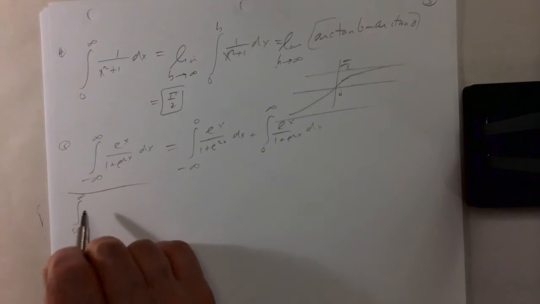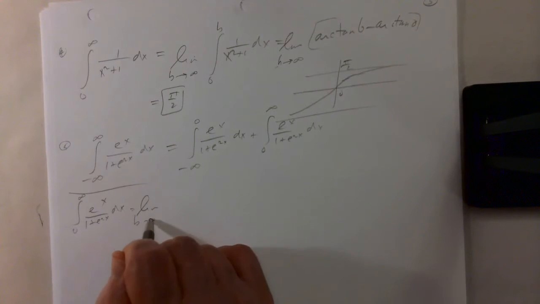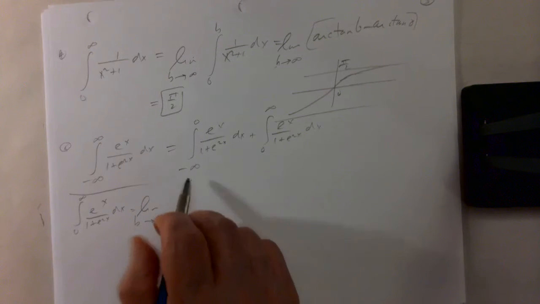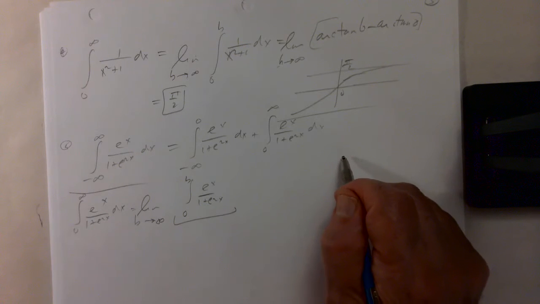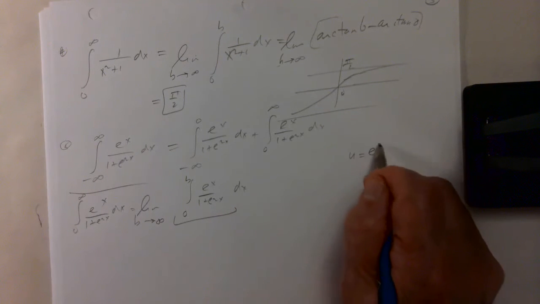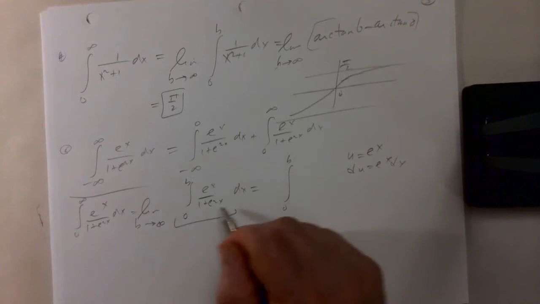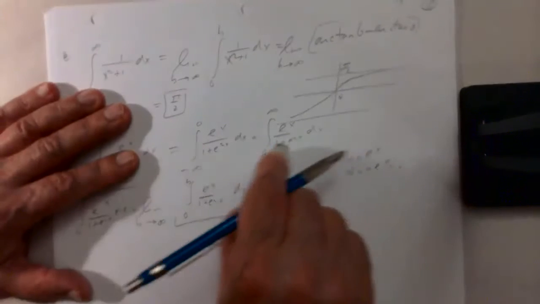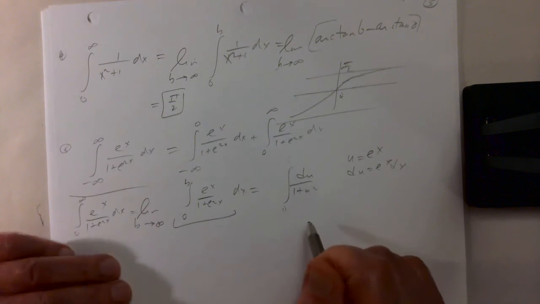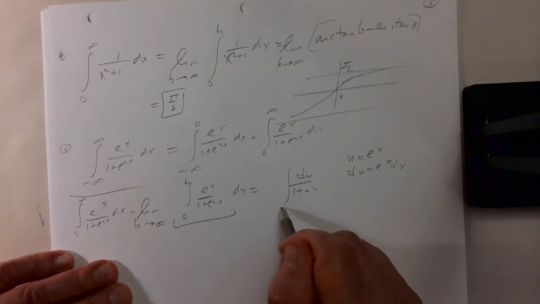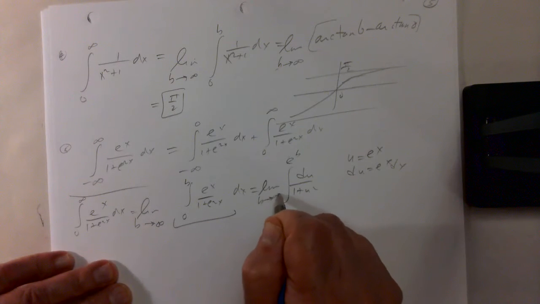The integral from 0 to infinity of e to the x over 1 plus e to the 2x dx. This is the limit as b goes to infinity of the integral from 0 to b of e to the x over 1 plus e to the 2x. Now, in this integral, if we make the substitution u equals e to the x, so du is e to the x dx, this is an integral of du over 1 plus u squared. When x is 0, u is 1. And when x is b, this is e to the b. And we're taking the limit as b goes to infinity.